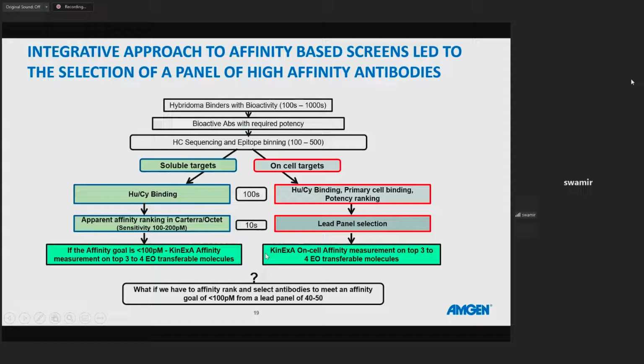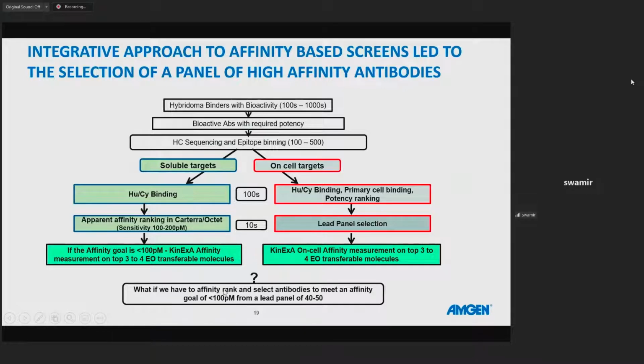So for soluble targets and non-soluble targets, to screen for molecules having 100 picomolar range, we use the Carterra, Octet or Biacore. And then if it is very high affinity, we could use KinExA to measure the affinity to select the lead.